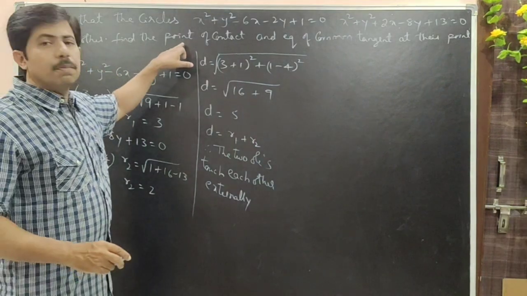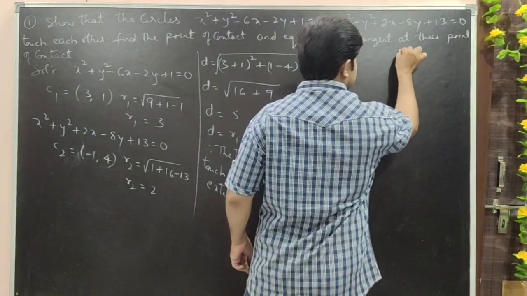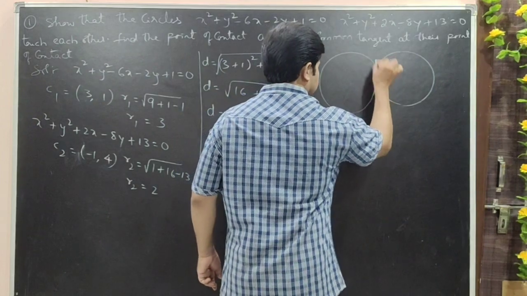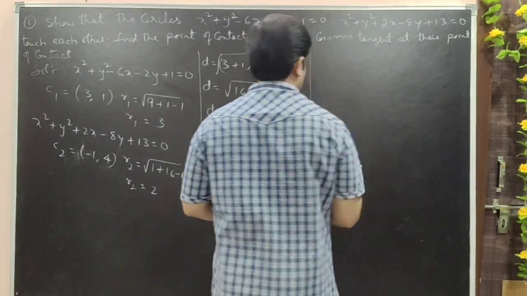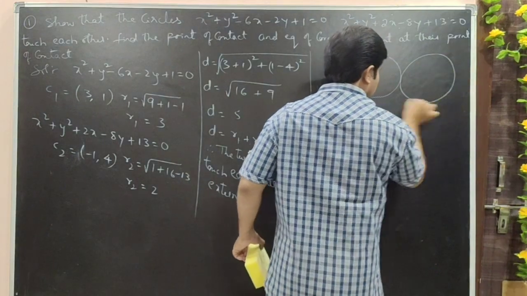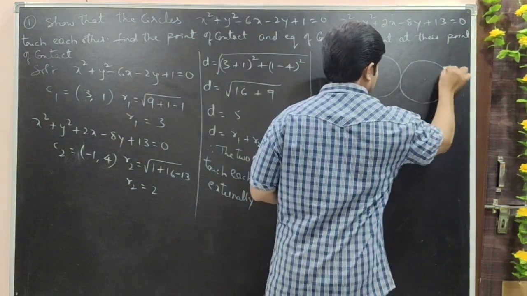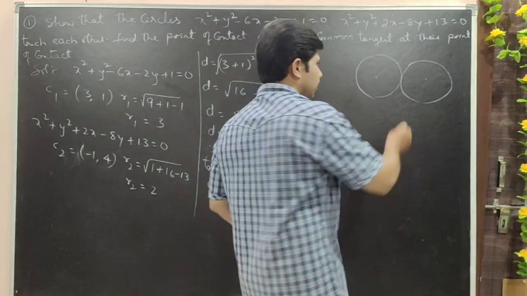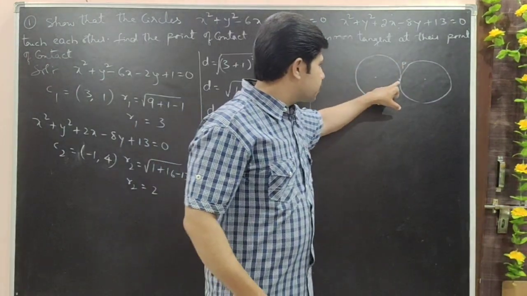After that we have to find the point of contact. How to find the point of contact? Now the two circles touch each other externally. These are the centers of the two circles. Here the point of contact you have to find out. The two circles are touching each other at one point P. So this P is called the point of contact.